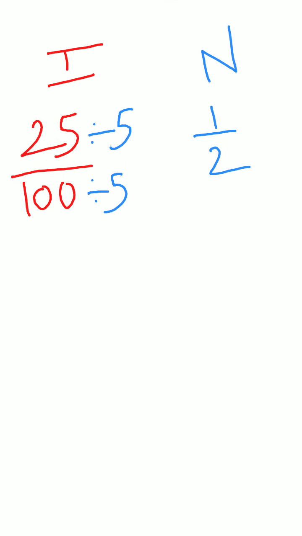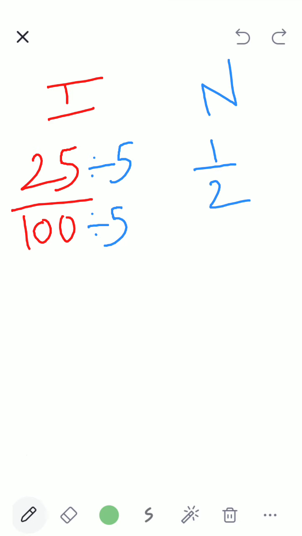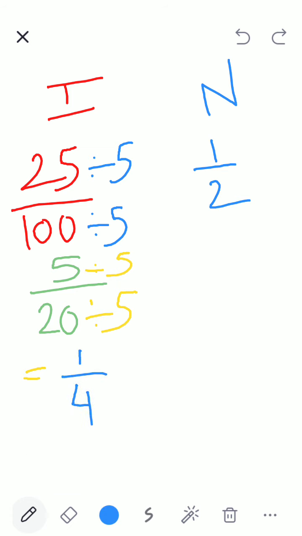Okay. So 25 divided by 5 becomes how much? 5. And 100 divided by 5? 20. Again, I will simplify. I will divide this by 5. So I will get 1 by 4. And Nagma had 1 by 2.